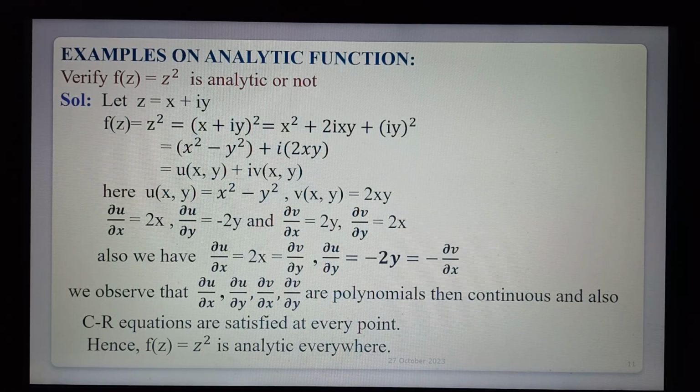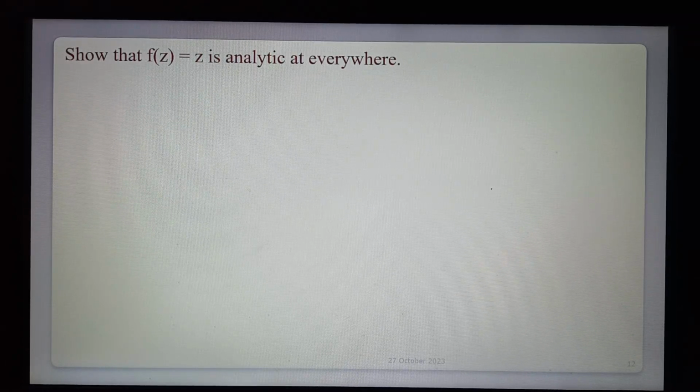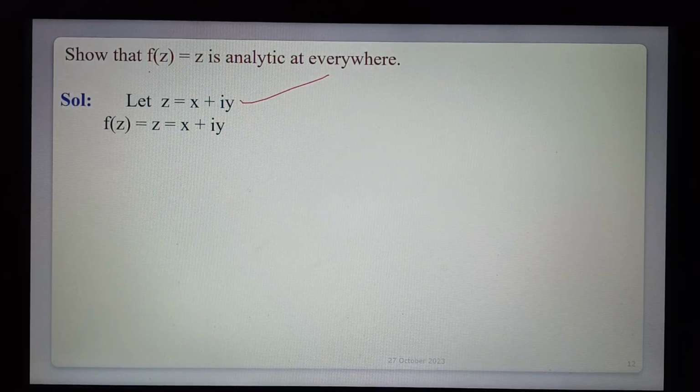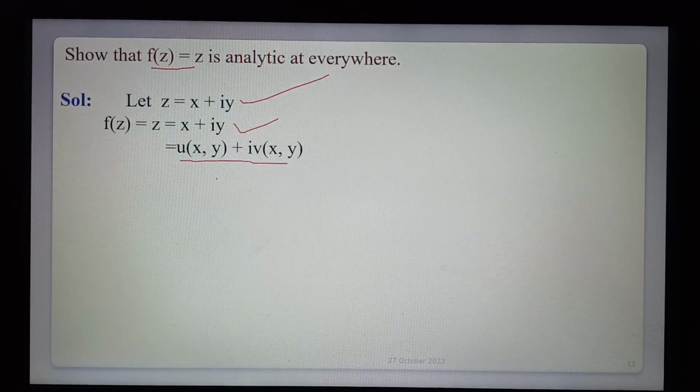Next example. Show that f of z is equal to z is analytic everywhere. Same procedure here. z is x plus iy, a complex number. So the given function is f of z is equal to z, that is, x plus iy. Clearly this is also a complex number. x is the real part and y is the imaginary part. Writing the function in the form u plus iv, u is equal to x and v is equal to y.